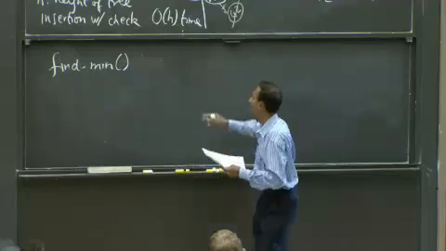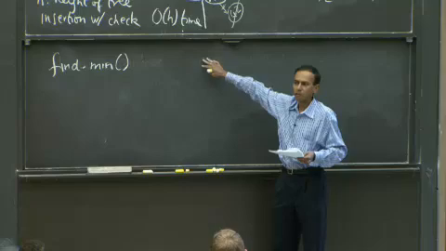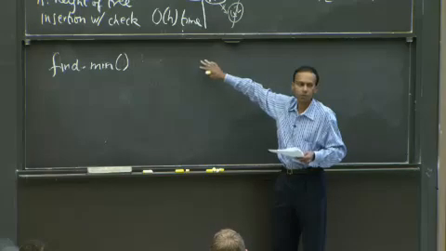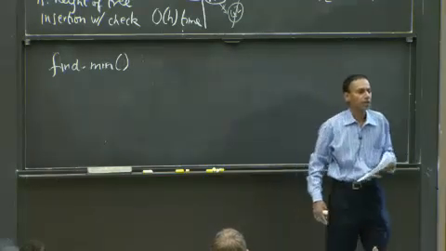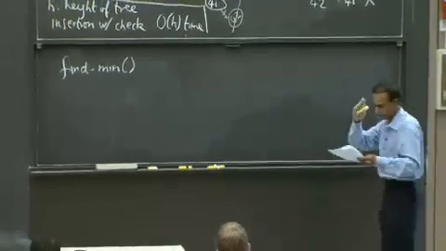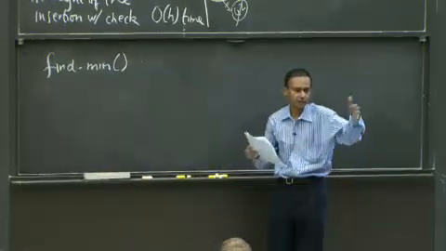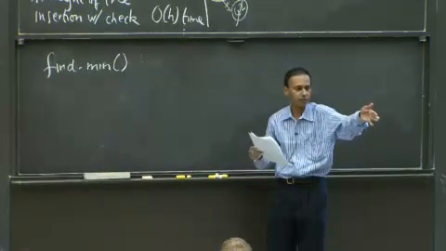In the case of a binary search tree, how do you find the min? Someone? Yep. Keep going to the left. And how do you find the max? Keep going to the right. Great, thank you. And finally, what complexity is that? I sort of gave it away, but I want to hear it from you.